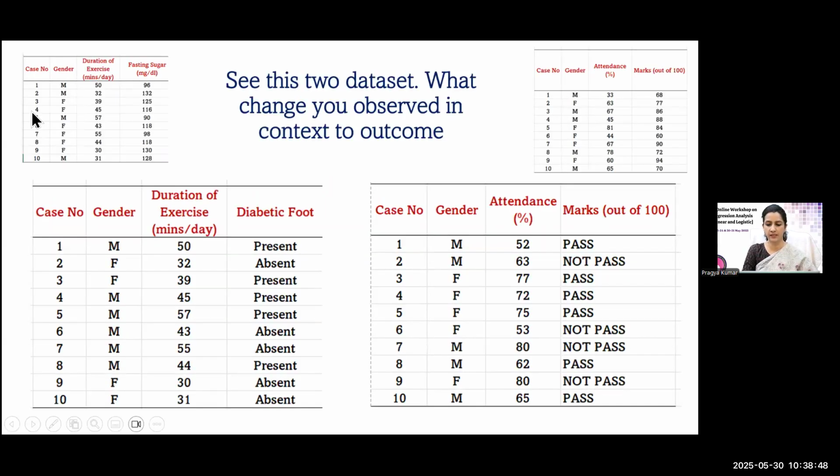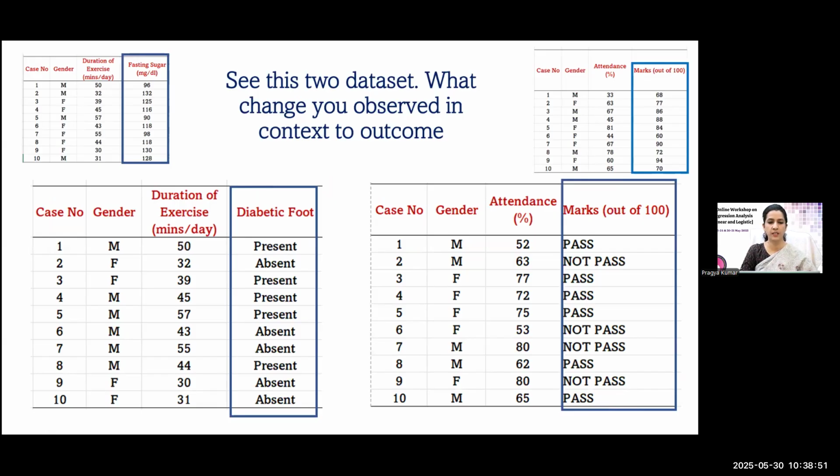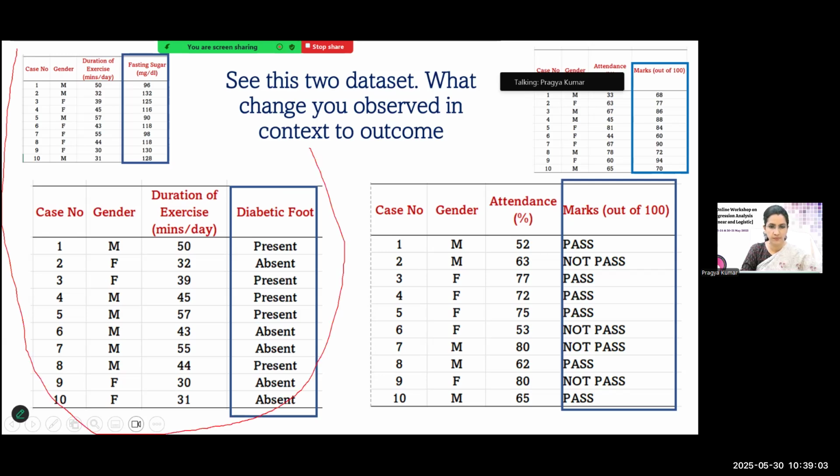In this case, you have seen how we have changed the data set from the previous one. If you focus on this part, what is the difference between this and this? The rest, all three columns, are the same: the case number, the gender, and the duration of exercise. So what is the difference between this and this? Categorical type of data, true.